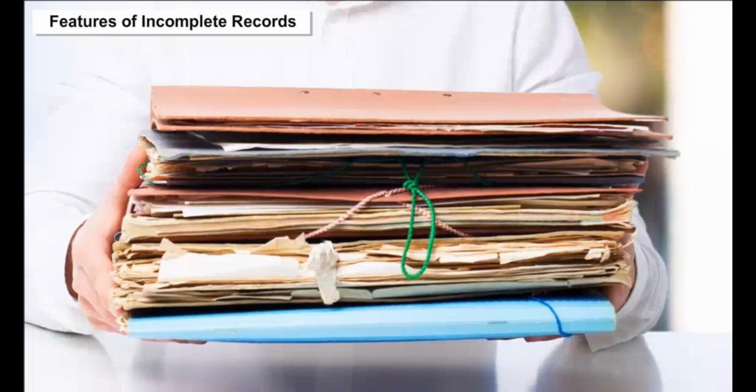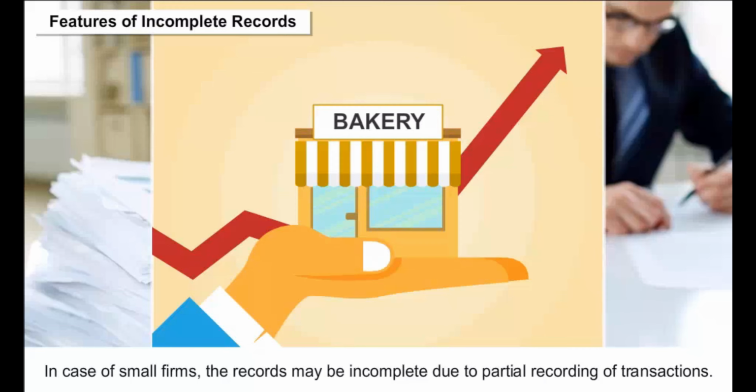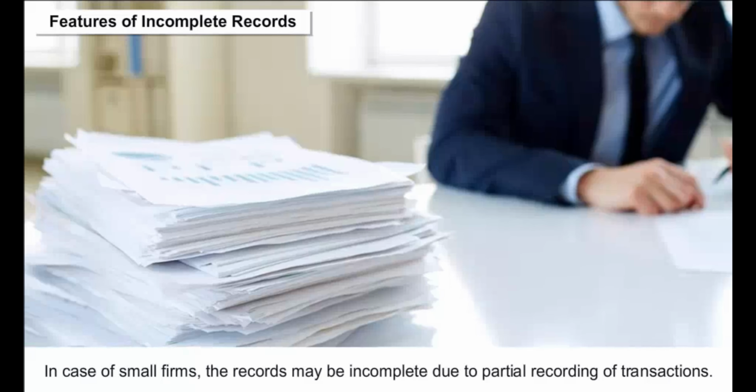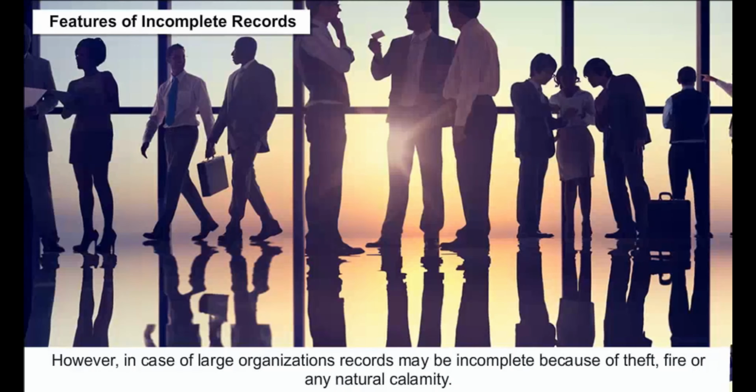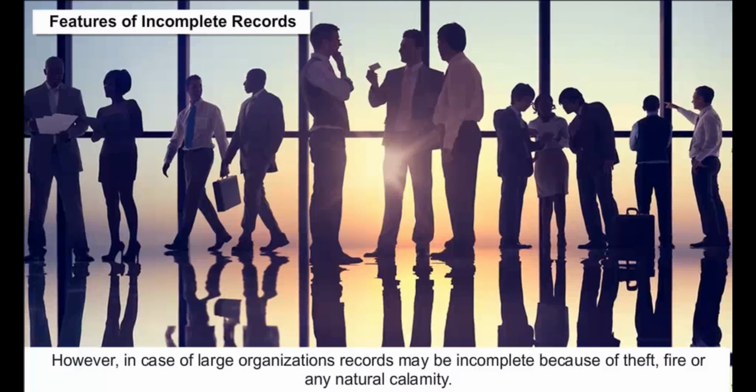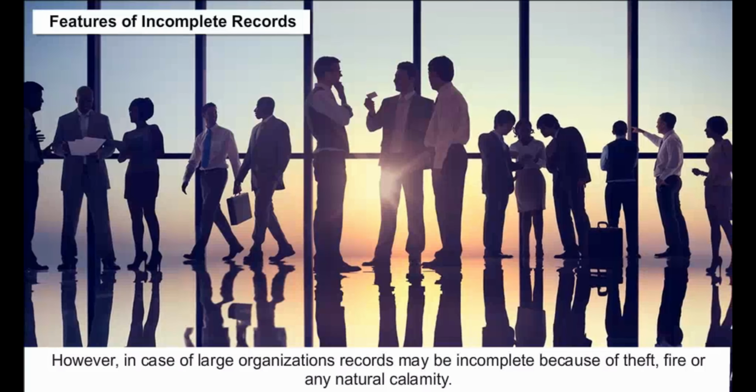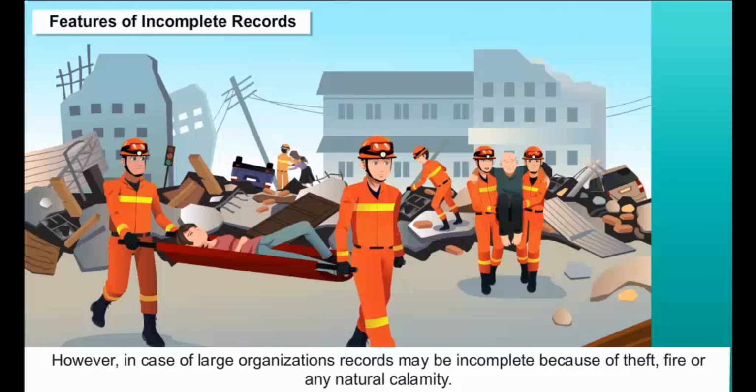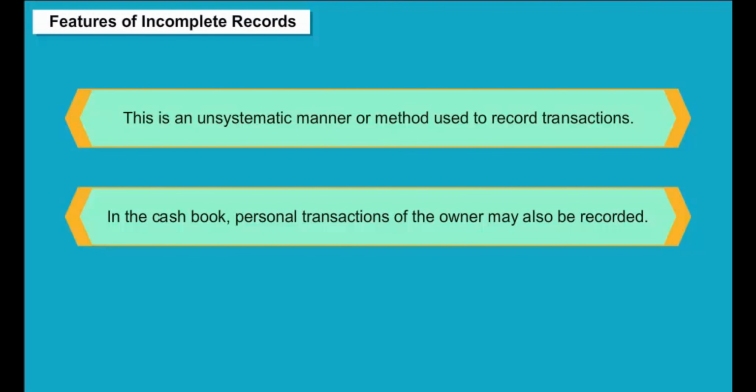Features of incomplete records. In case of small firms, the records may be incomplete due to partial recording of transactions. However, in case of large organizations, records may be incomplete because of theft, fire, or any natural calamity. Its features are given below. This is an unsystematic manner or method used to record transactions. In the cash book, personal transactions of the owner may also be recorded.